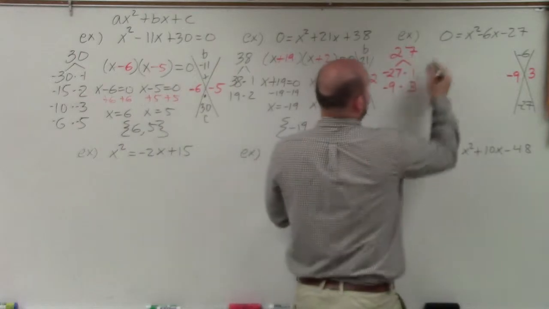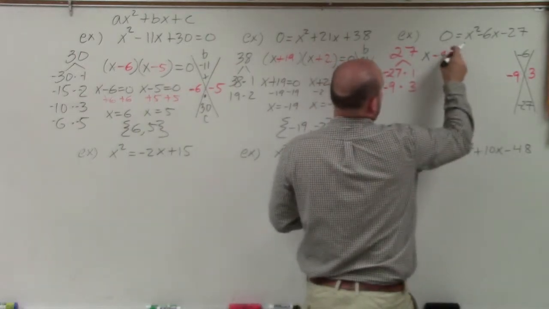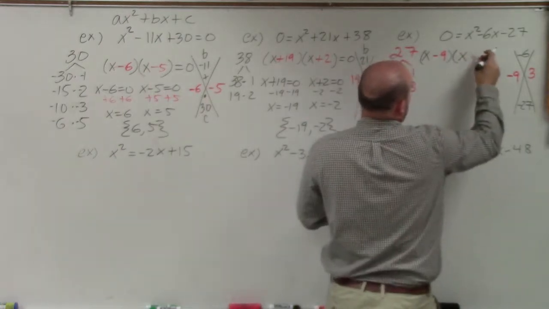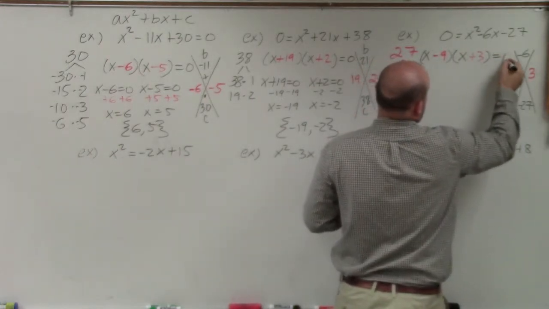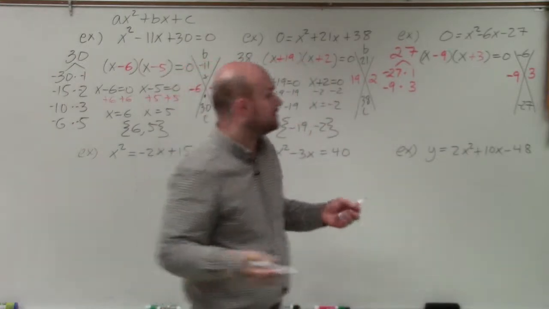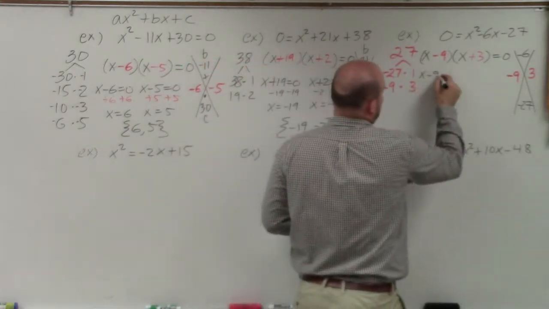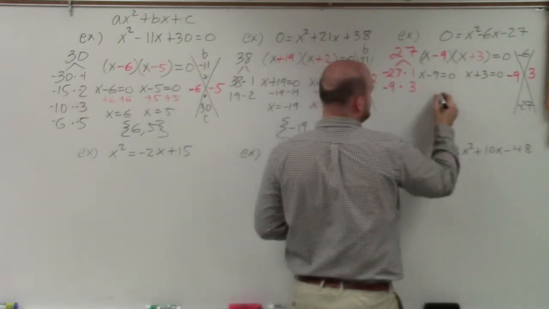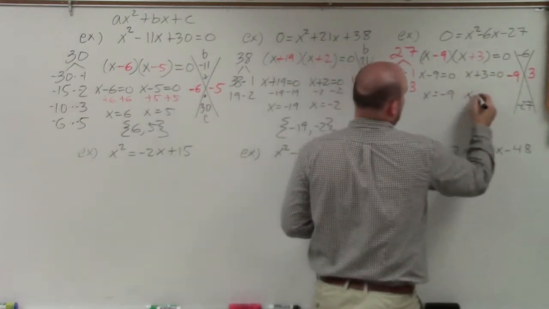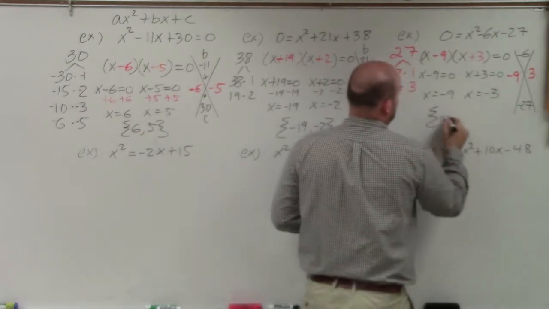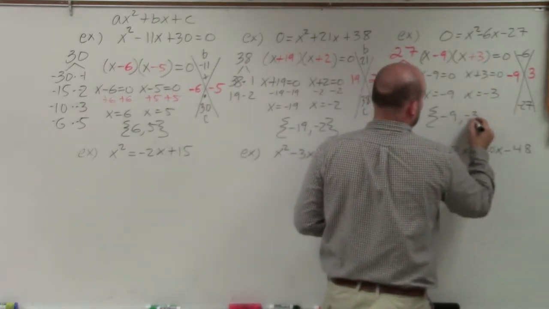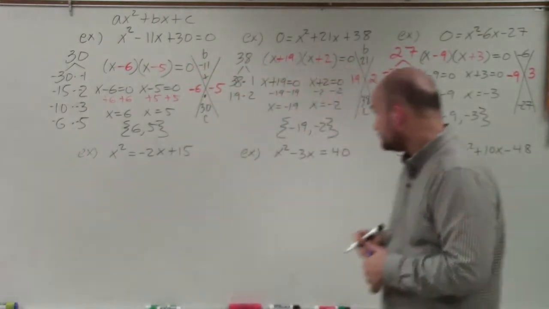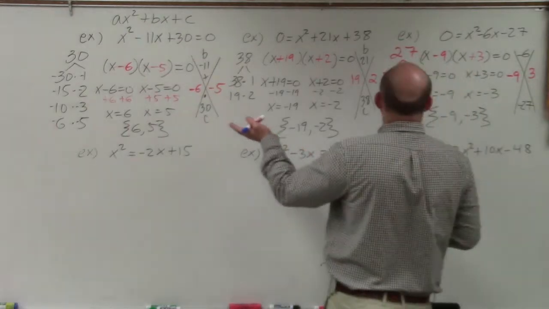So therefore, I now write this as x minus 9 times x plus 3 equals 0. Now I can go ahead and solve. Set them both equal to 0. X minus 9 equals 0. X plus 3 equals 0. So therefore, my solution set is x equals 9 and x equals negative 3. I'll spare myself the solving steps. OK?